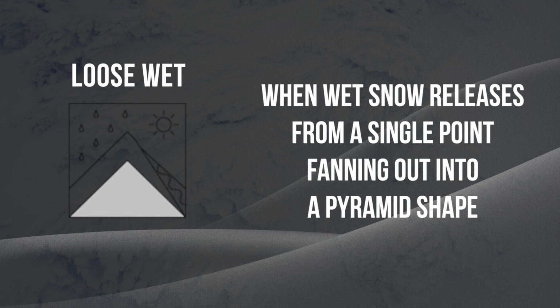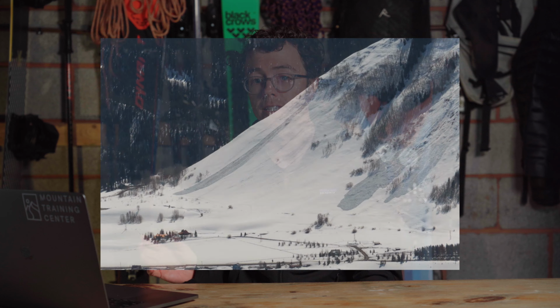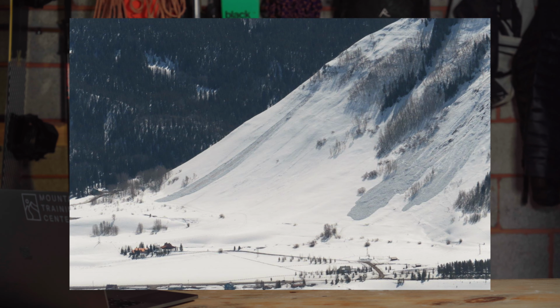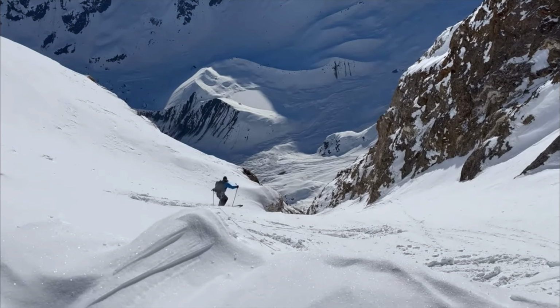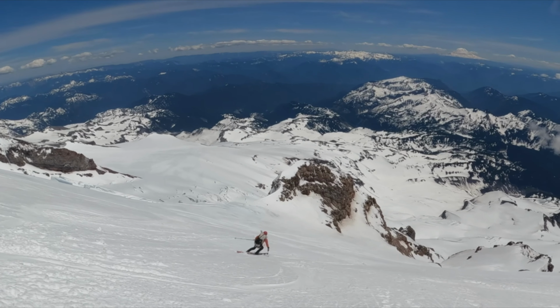It has all the same characteristics in that it releases from a single point. It's that fan shape. It'll release at your feet if you're skiing. The main difference is that it's really wet snow. It's really springtimey snow. It can be caused by solar radiation or from rain on top of snow events. Wet slab avalanches are another type of wet snow avalanche. This is a cohesive layer of snow that's caused by meltwater weakening the bond between the slab and an underlying weak layer. So again, typically found during warming periods, tend to be on solar aspects.